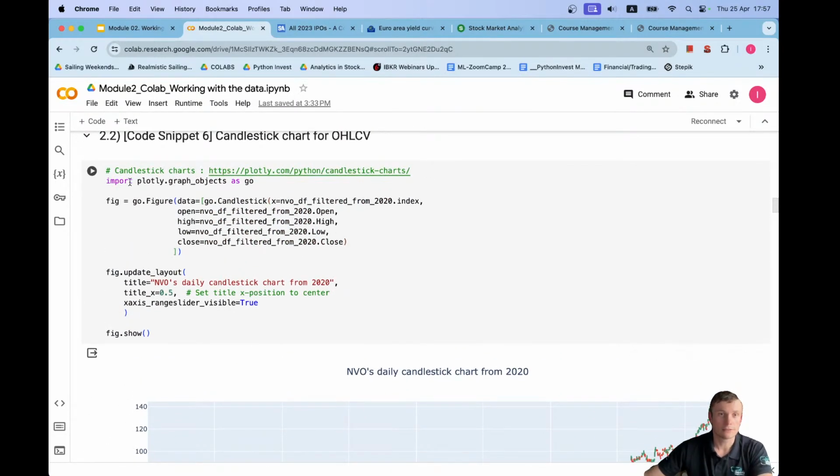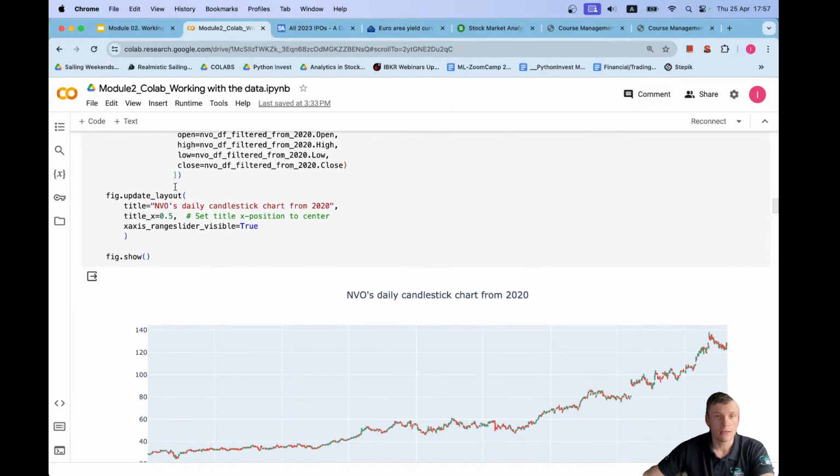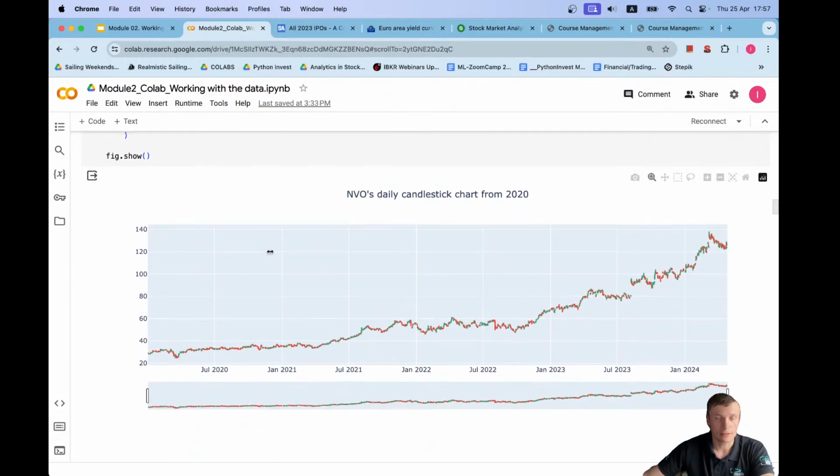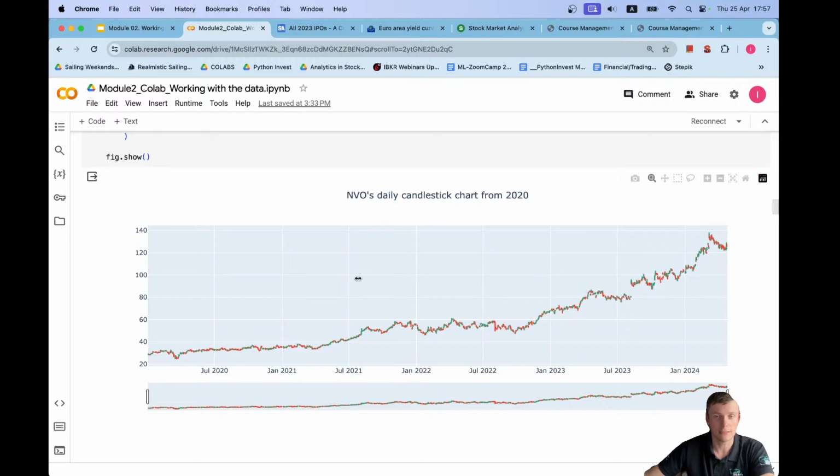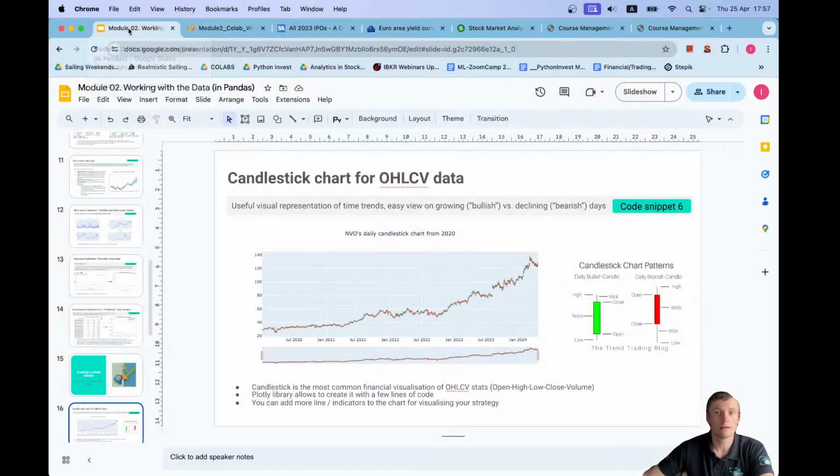Okay, so it's Plotly. This time it's not Plotly Express, it's just Plotly, and it's a dynamic chart. You can zoom in, you can point a mouse cursor, and you will see additional information. Quite handy, and double click, you will see it back.